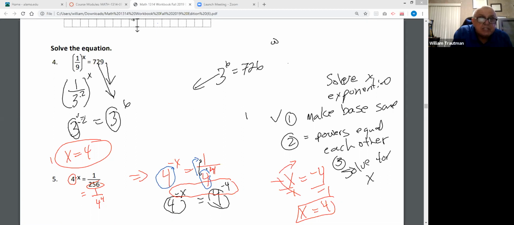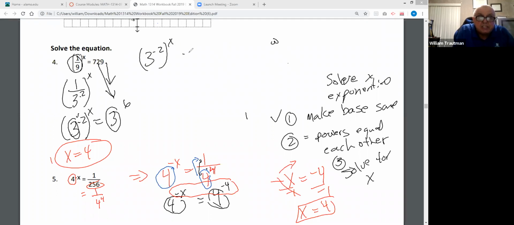By the way, this is 3 to the negative 2. We brought it to the top. This is 3 to the negative 2, but it still has an x in front of it. I just didn't put x as a power in front of it, okay? So we're almost there. I'm going to erase this part. We're at this part right now: 3 to the negative 2 power raised to the x equals 3 to the 6th power.